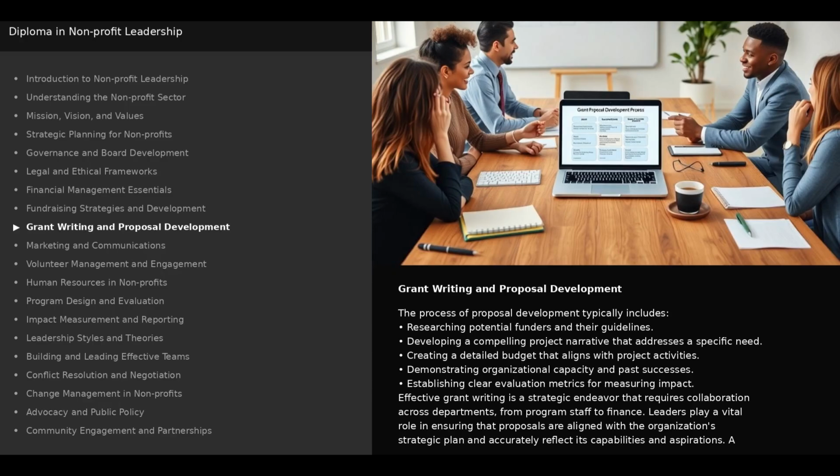Effective grant writing is a strategic endeavor that requires collaboration across departments. From program staff to finance, leaders play a vital role in ensuring that proposals are aligned with the organization's strategic plan and accurately reflect its capabilities and aspirations. A well-crafted grant proposal can unlock significant resources, enabling the organization to expand its reach and deepen its impact.